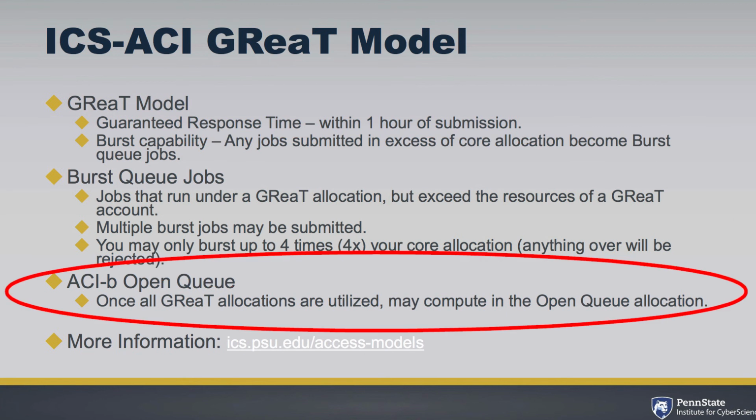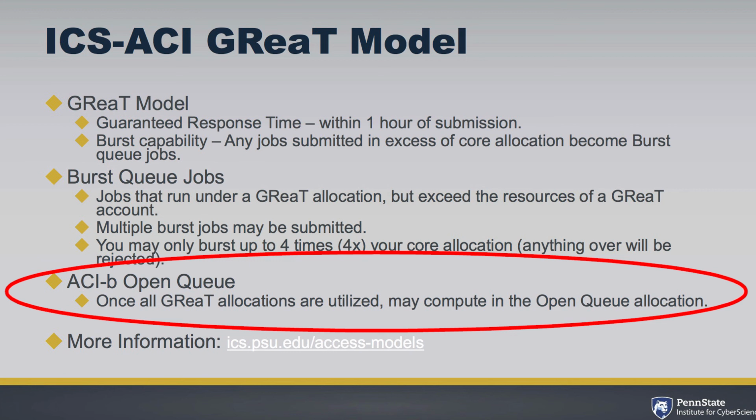I talked a little bit about the Open Queue as well, right? Anybody can get an account on the Open Queue as long as you have a Penn State ID, okay? You will need a PI as well. You need to specify a PI. So for students, you can specify your advisor if your PI is not willing to do it, but you will have to do that upon sign up.